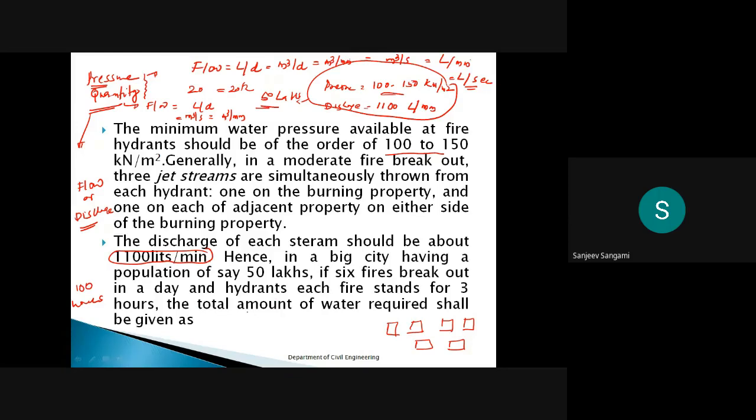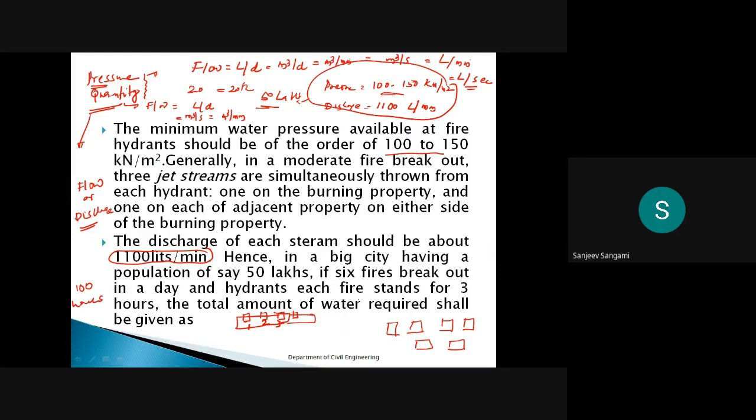I already said that in each street we have hydrants, means standposts. In any planned city, they keep hydrants in each street. Assume that they are using three hydrants, so one, two, three hydrants. These are the standposts they keep. From these hydrants, they take the water to stop the fire in all six houses.